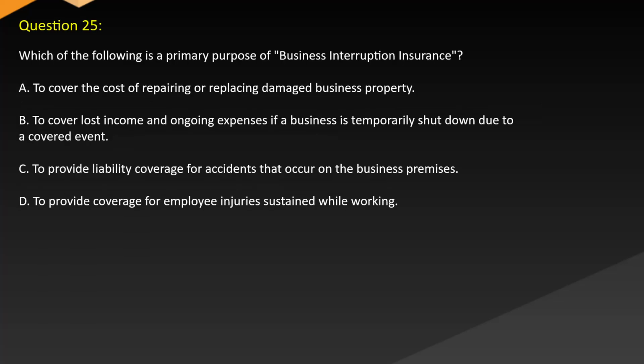Question 25. Which of the following is a primary purpose of business interruption insurance? A. To cover the cost of repairing or replacing damaged business property. B. To cover lost income and ongoing expenses if a business is temporarily shut down due to a covered event. C. To provide liability coverage for accidents that occur on the business premises. D. To provide coverage for employee injuries sustained while working.